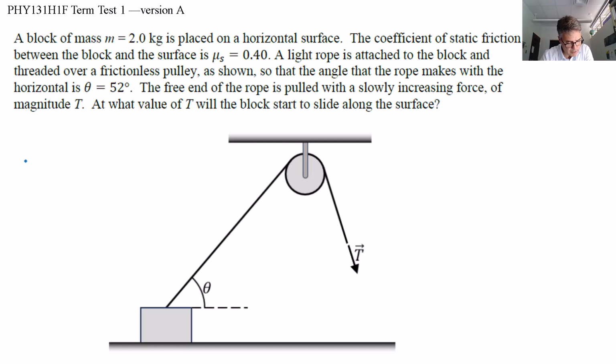A block of mass m is 2 kilograms is placed on a horizontal surface. The coefficient of static friction between the block and the surface is mu equal to 0.40. A light rope is attached to the block and threaded over a frictionless pulley as shown, so that the angle that the rope makes with the horizontal is theta, 52 degrees. The free end of the rope is pulled with a slowly increasing force of magnitude T. At what value of T will the block start to slide along the surface?